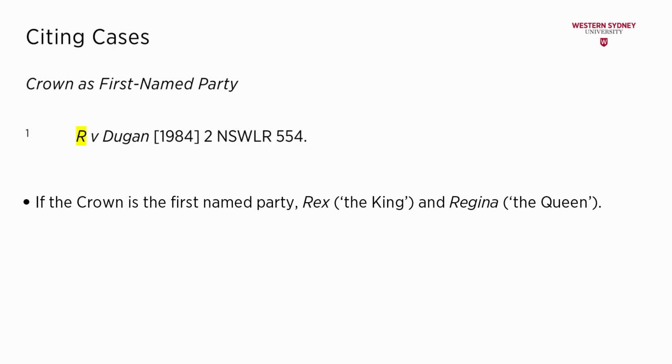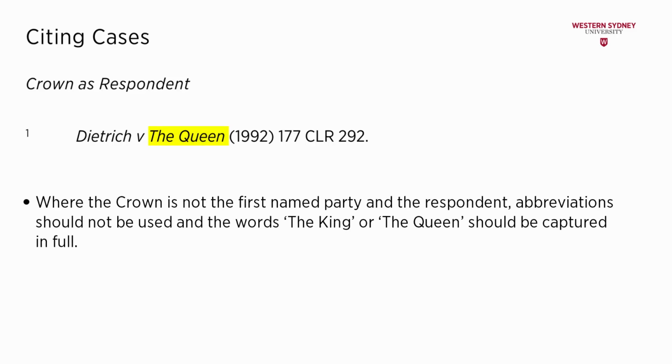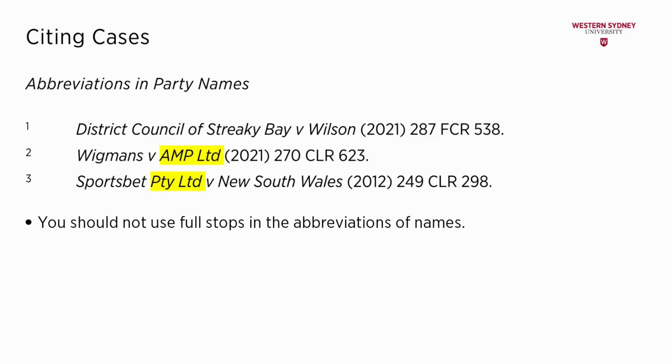If the Crown is the first named party, Rex the King and Regina the Queen, the abbreviation R should be used, where R signifies Rex for the King and Regina for the Queen. Where the Crown is not the first named party and is the respondent instead, abbreviations should not be used and the words the King or the Queen should be written in full. You should not use full stops in the abbreviations of names.